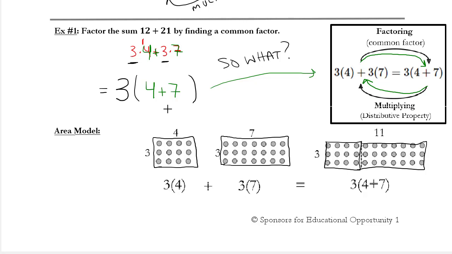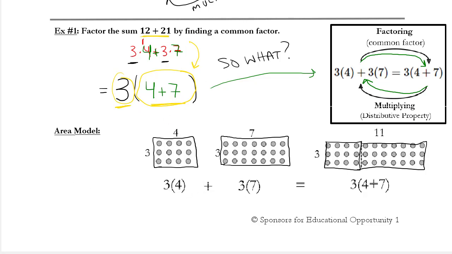Factoring is rewriting something as a product, like 3 times 4 plus 7. This is a product of one thing times another thing. Notice the sum here, there's no product here, right? This is 12 plus 21. This is a sum. This is not a product. So that's the big idea of factoring, rewriting as a product.